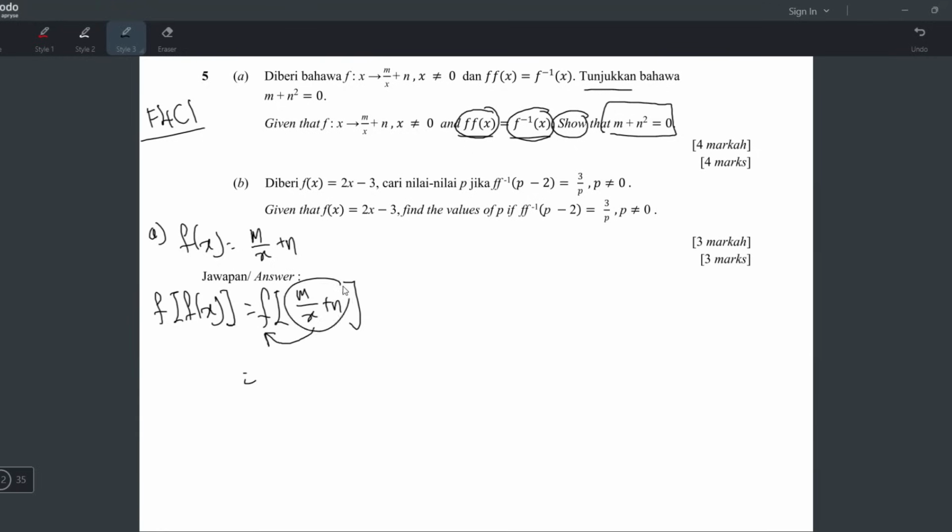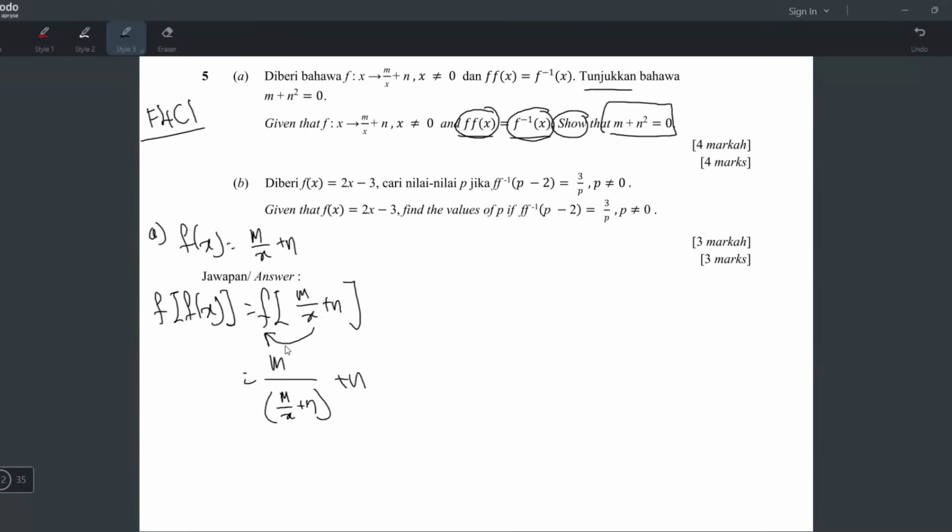So, you have to substitute this whole thing inside the f(x). So what is your f(x)? Your f(x) is m over x plus n. But this whole thing will go inside the f(x). So this whole thing becomes like this, m over x plus n.